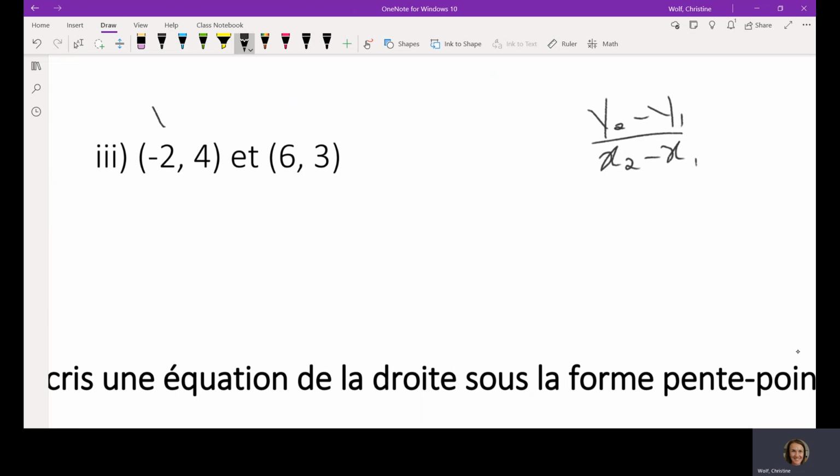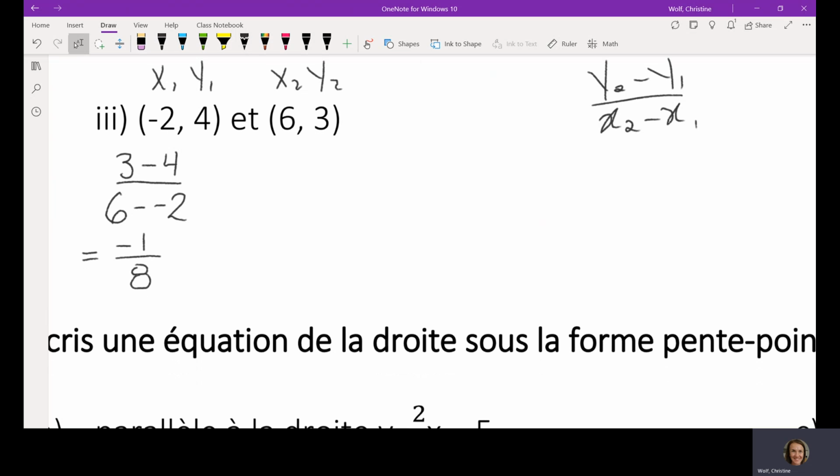OK. So ça, c'est mon x1, y1, x2, y2. Et je remplace dans la formule. So, y2, c'est 3, moins y1, c'est 4. x2, c'est 6, moins un négatif 2. Cela simplifie. 3 moins 4, c'est négatif 1 sur 6 plus 2. So, voilà, j'ai trouvé la pente qui est négatif 1 huitième. OK. Everyone's with me. We found the slope.